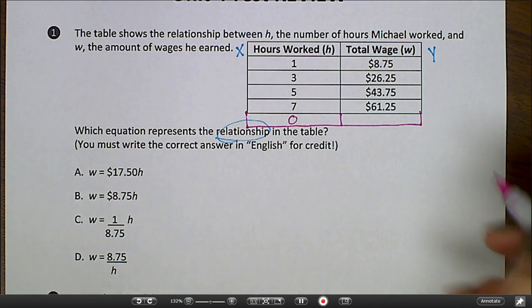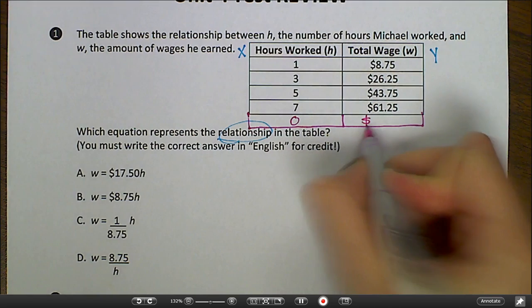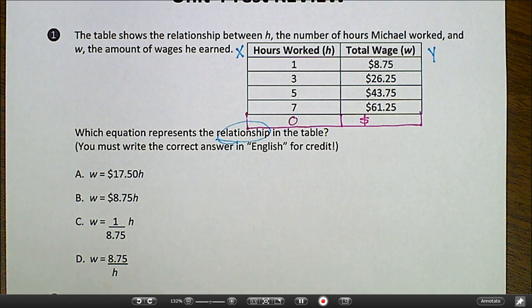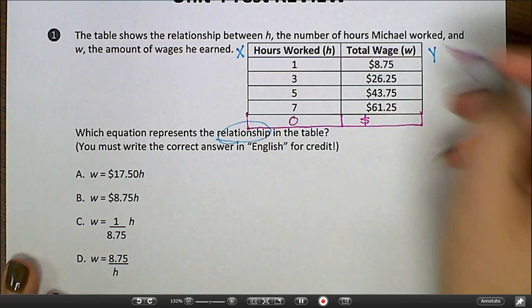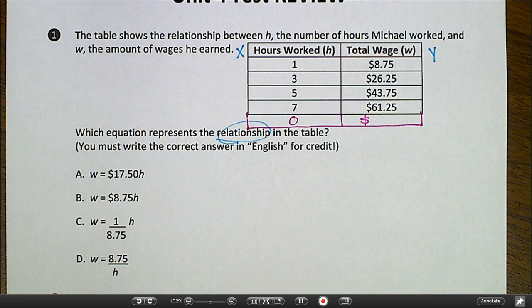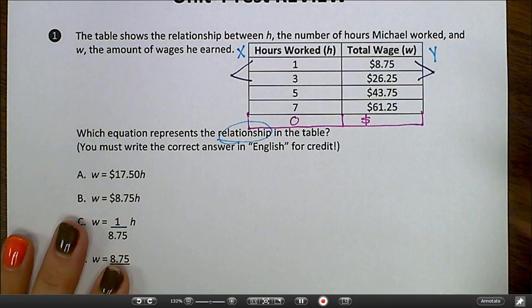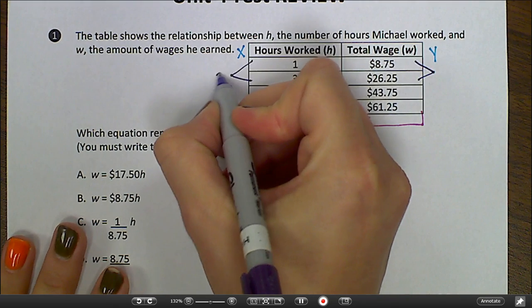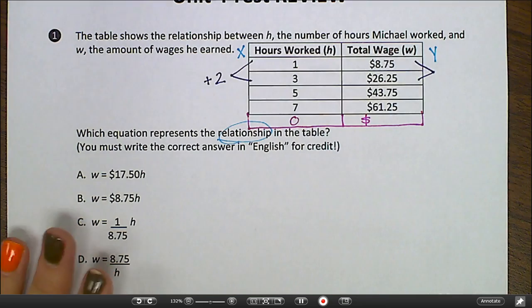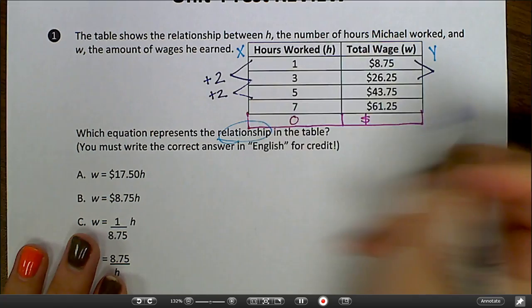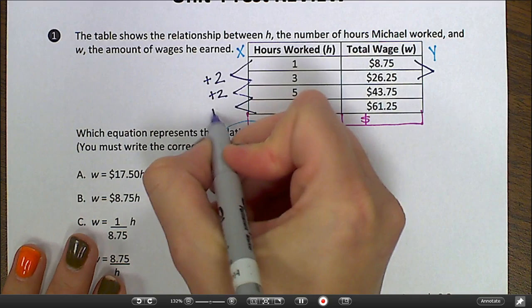And we're going to be able to figure out if he works 0 hours, how much does he make? Now it would make sense logically that if you don't work any hours, then you wouldn't make any money. But let's just double check that. So we're going to find our change in Y and our change in X. Well, I can see that my change in X is plus 2. And then here it's plus 2. And from 5 to 7, it's plus 2.